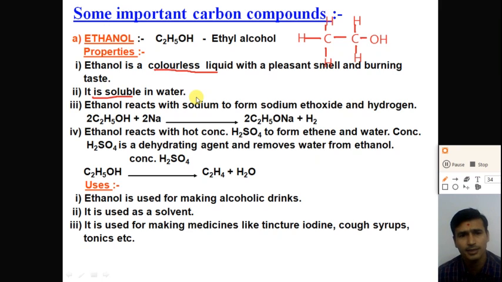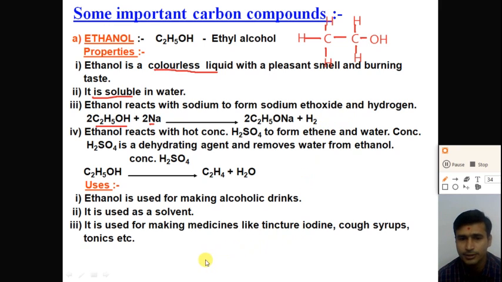Third is the chemical property, right? So ethanol reacts with sodium to form sodium ethoxide and hydrogen. So when ethanol, C2H5OH, reacts with sodium, Na, it forms sodium ethoxide. What is the formula of sodium ethoxide? C2H5ONa, and the hydrogen is removed from the ethanol. So how does this reaction occur?